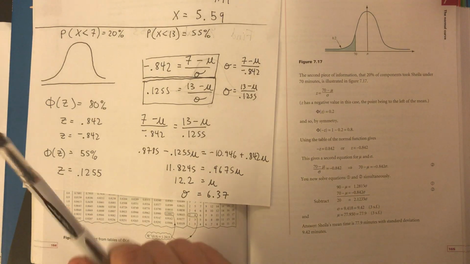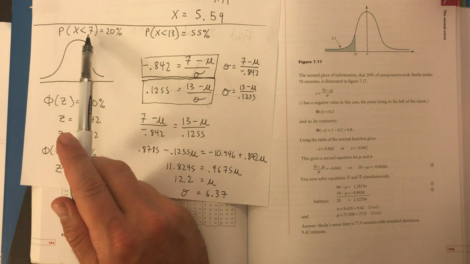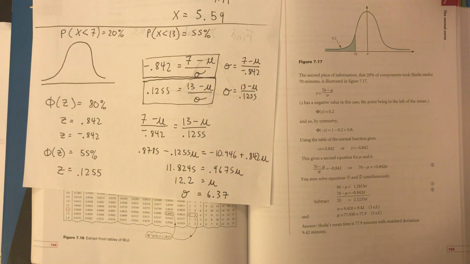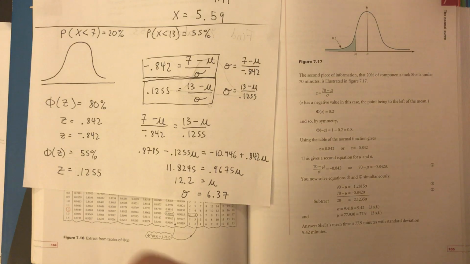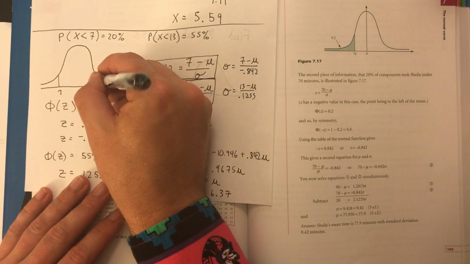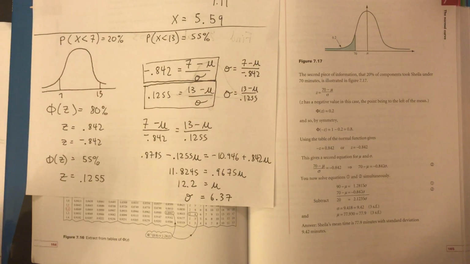Finally, here's one where they gave us a percentile that goes with 7 and a percentile that goes with 13. I didn't really formulate the full question, but the thing they would ask you for is what is the mean and what is the standard deviation. Here's how it would work.